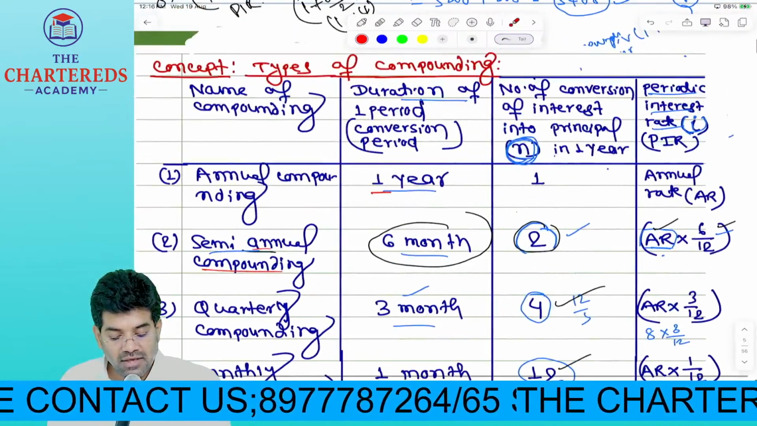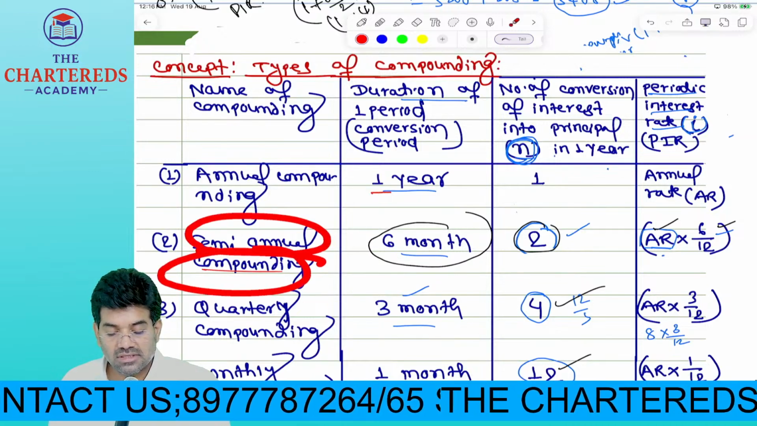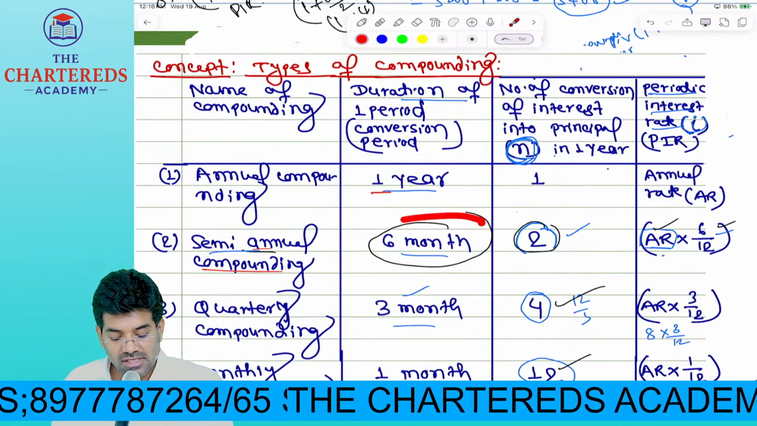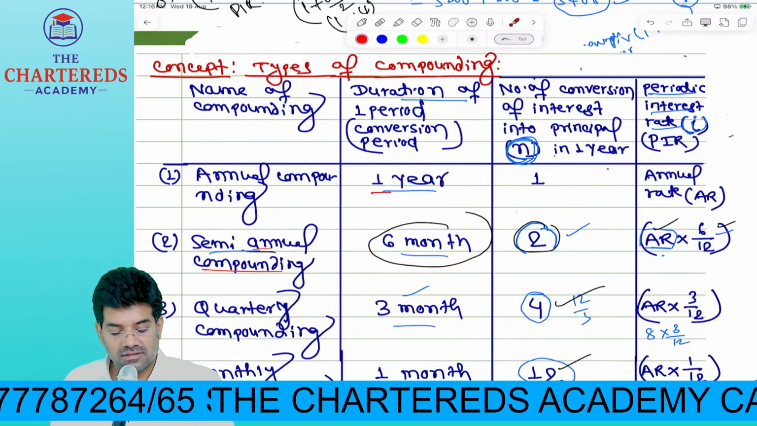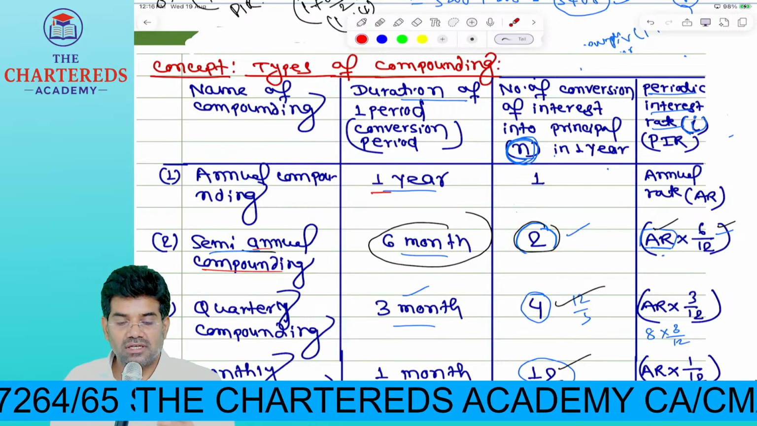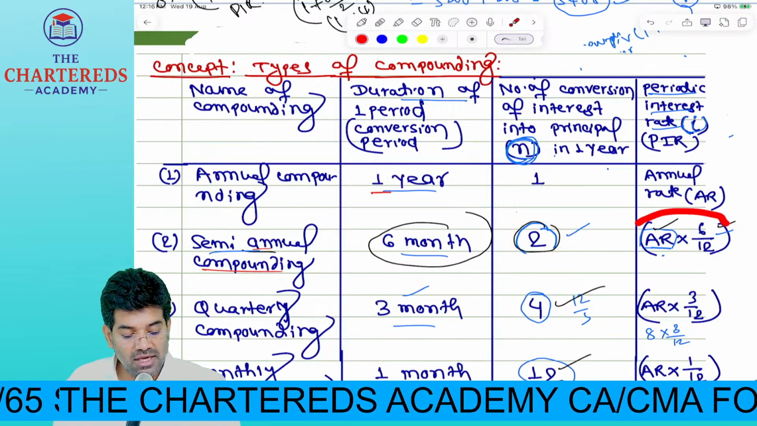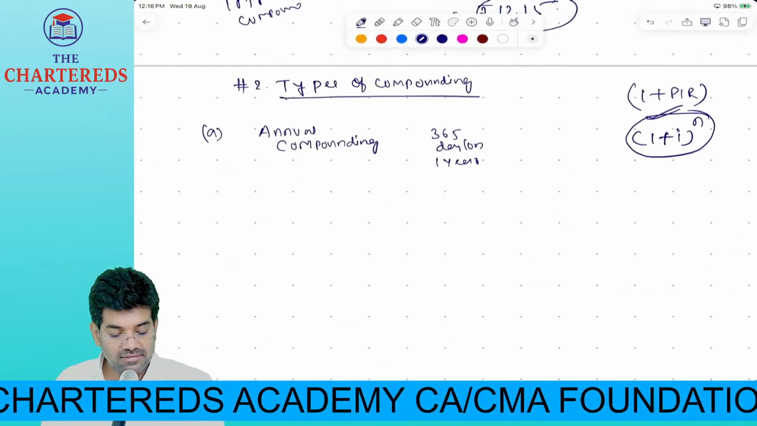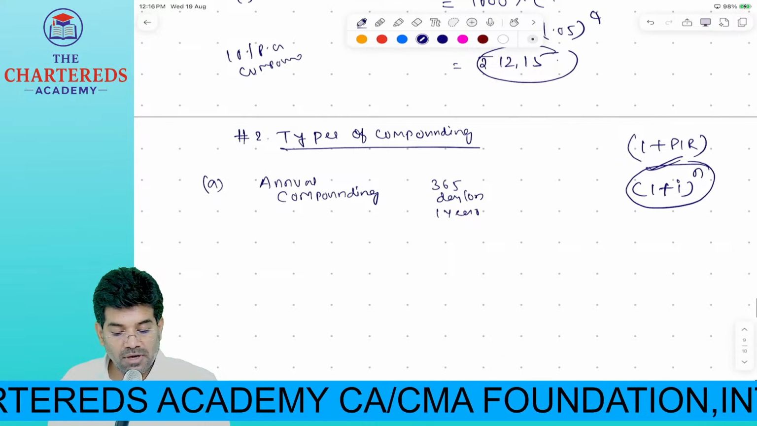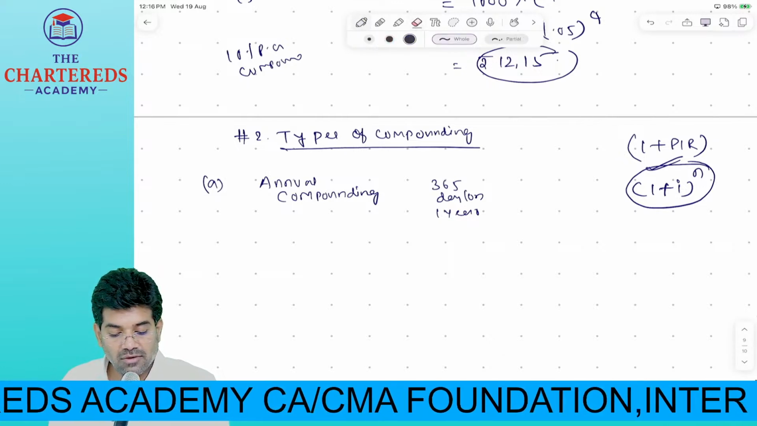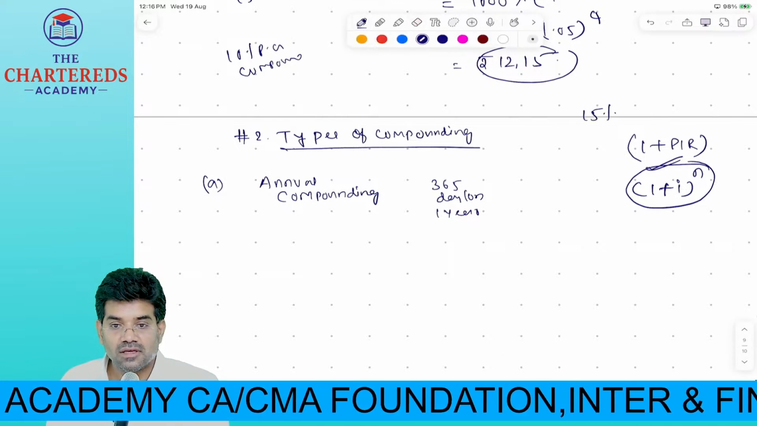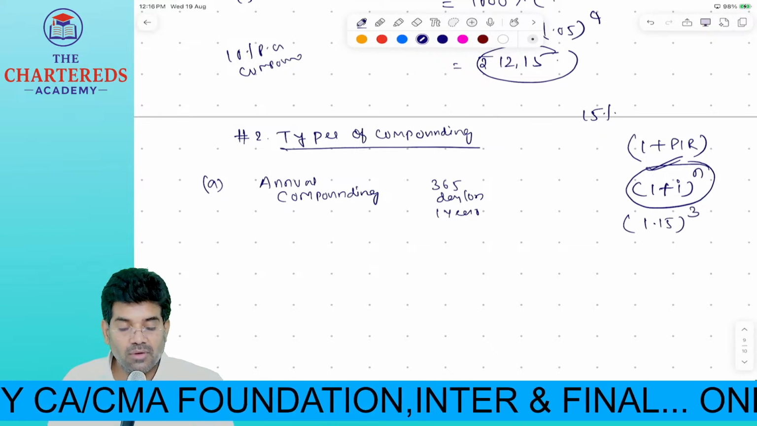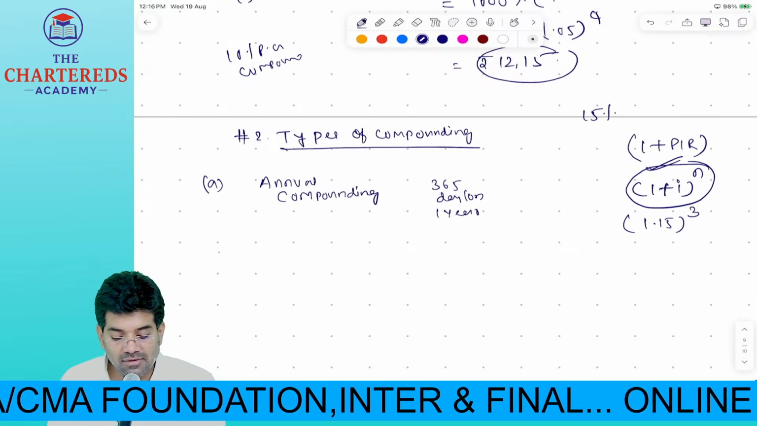Now, if it is semi-annual, how many times interest calculation? What is the period of interest calculation? 6 months. How many times it will happen in a year? 2 times. Now, what is the change you should make in your interest rate? Yes, see here. ఇప్పుడు చెప్పండి, 15% per annum అన్నప్పుడు యాన్యువల్ కాంపౌండింగ్ అంటే 3 years అంటే మీరు ఏం చేశారు? 1.15 హోల్ పవర్ 3.